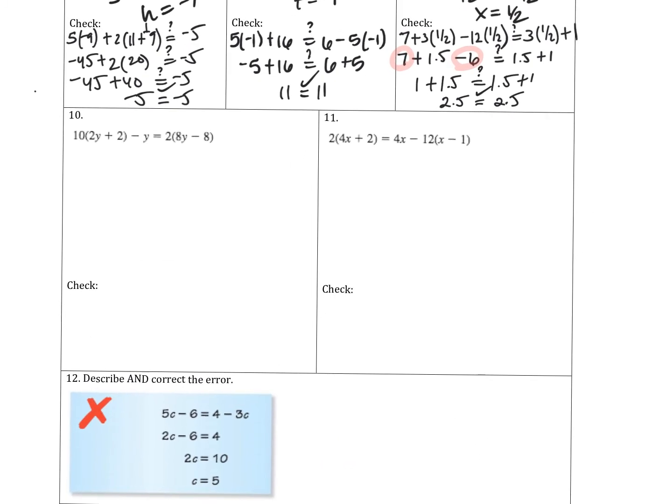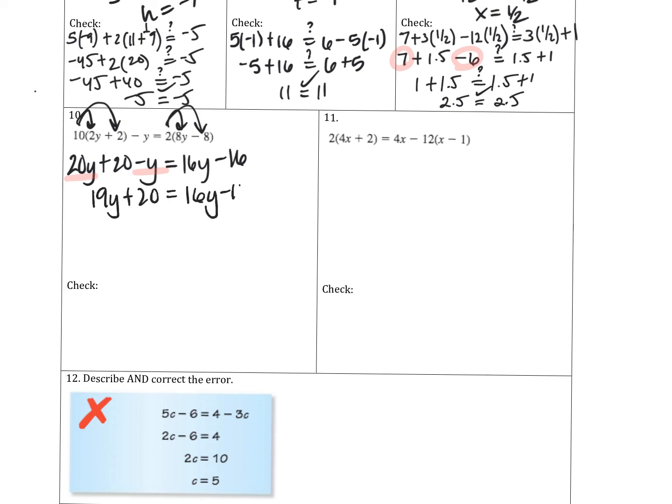Couple more. All right, I want to get rid of those parentheses by distributing. 10 times 2y is 20y, plus 10 times 2 is 20, minus y, equals 2 times 8y is 16y, and 2 times negative 8 is negative 16. Let's combine like terms right here of 20y and negative y. So on the left side, we'll have 19y plus 20 equals 16y minus 16.